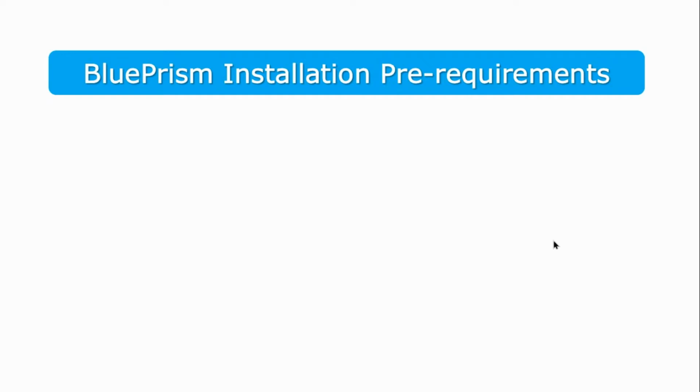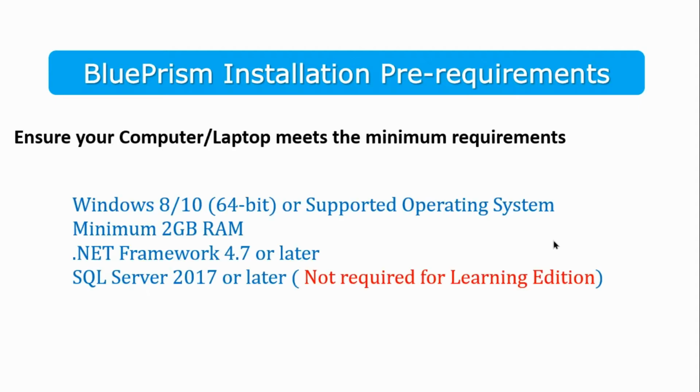In the previous video, we talked about what is Blue Prism. Now in this video, we'll talk about Blue Prism installation pre-requirements. In order to install Blue Prism in your system, you have to first ensure your computer or laptop meets the minimum requirements or not. Blue Prism can be installed on Windows 8 or 10 or any supported operating system.